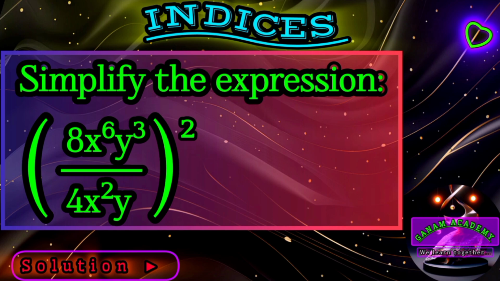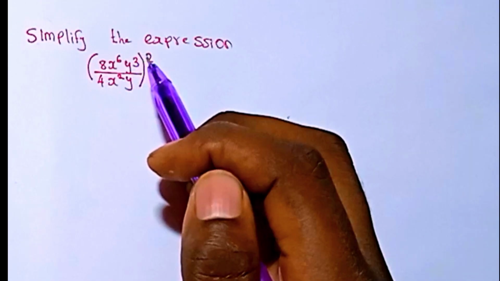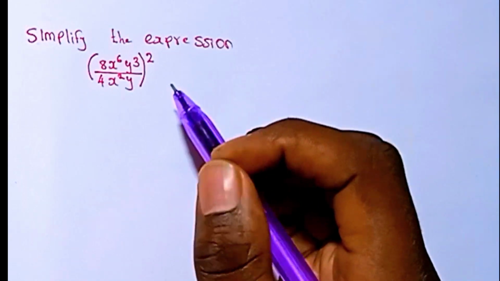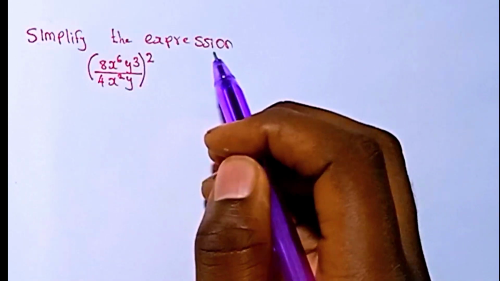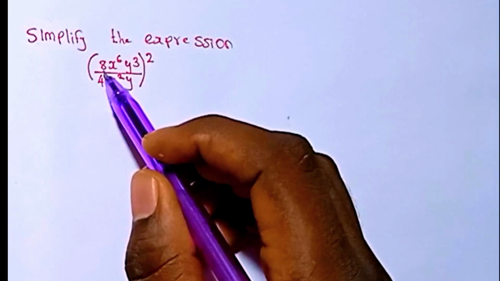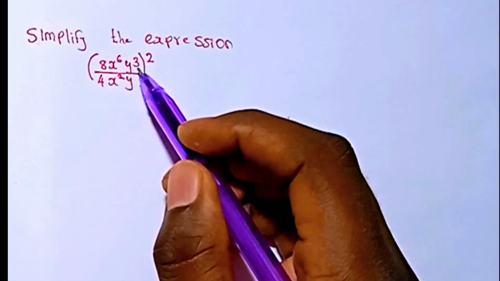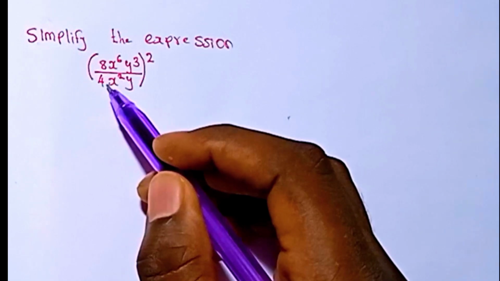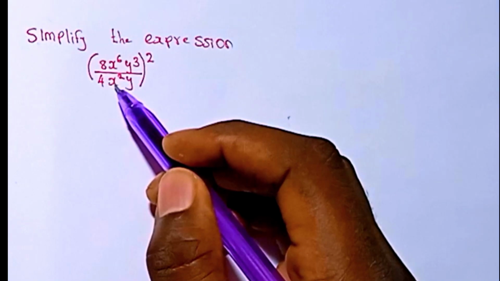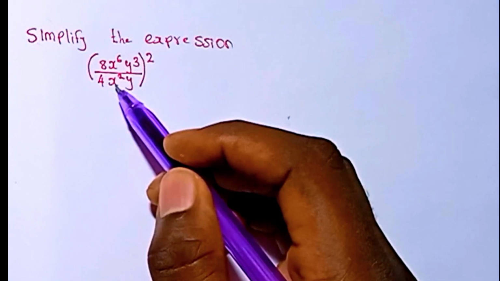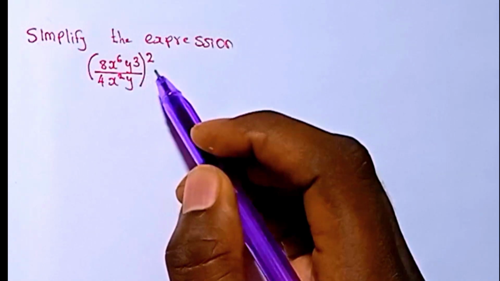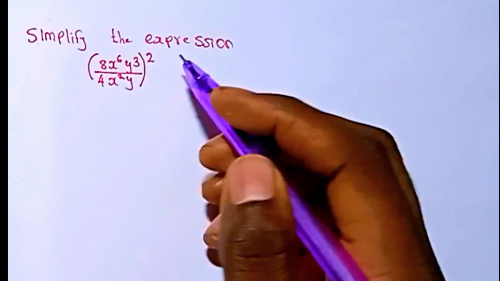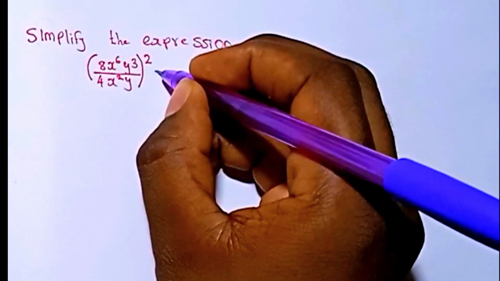So today we are tackling a tough indices question, but it's not that tough. We are required to simplify this expression. We have (8x^6 y^3) divided by (4x^2 y), and the whole of it squared. So we're going to simplify this.